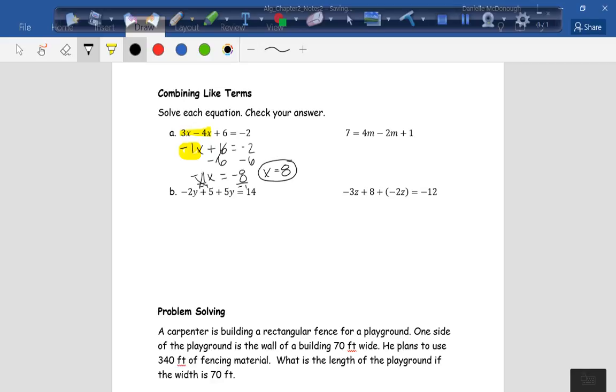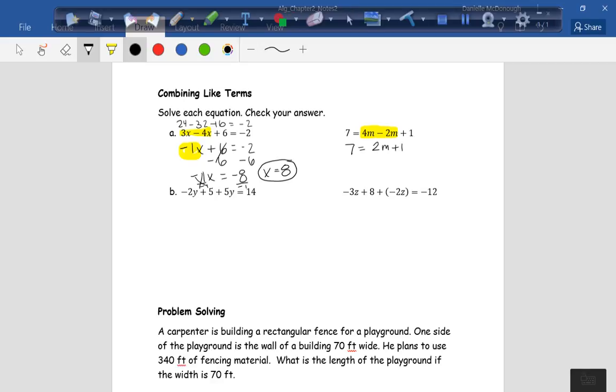I could go back and plug that back into my equation. What this ends up being is 24 minus 4 times 8 is 32 plus 6. And when you add those all together, you should end up with negative 2, which you would. So if I look at the next example next to that, here are my like terms. Again, they're right next to one another, so this is going to be kind of easy. So what I have here is 4m minus 2m, and that equals 2m plus 1 equals 7.